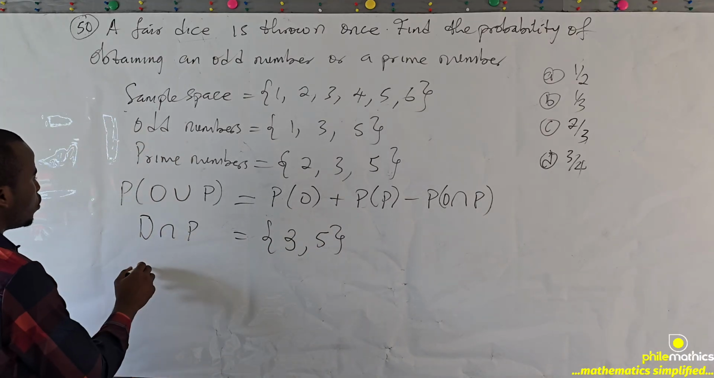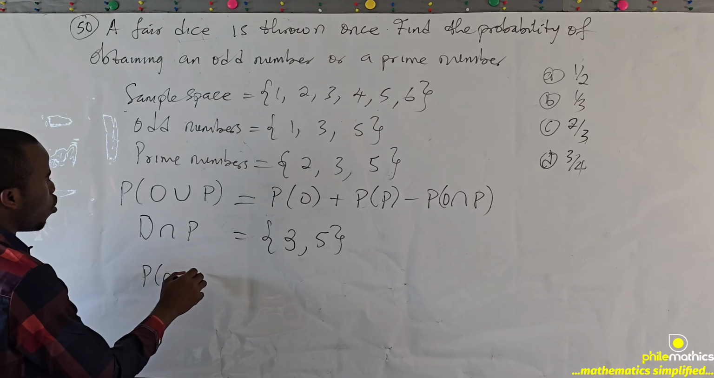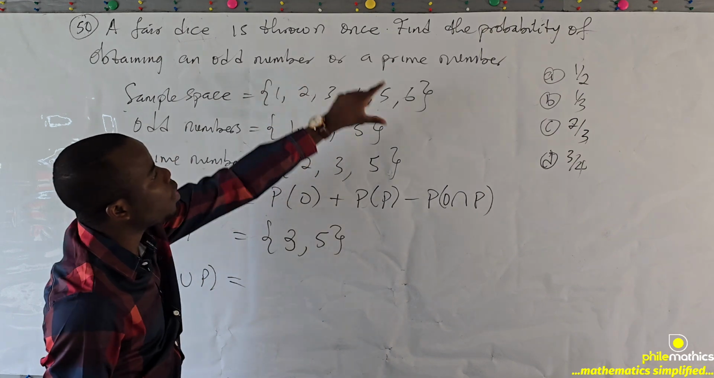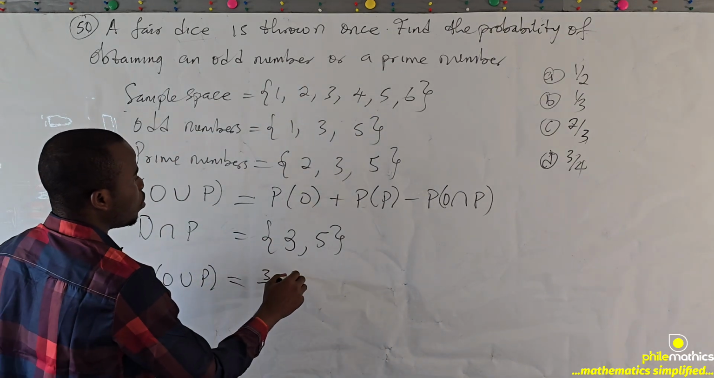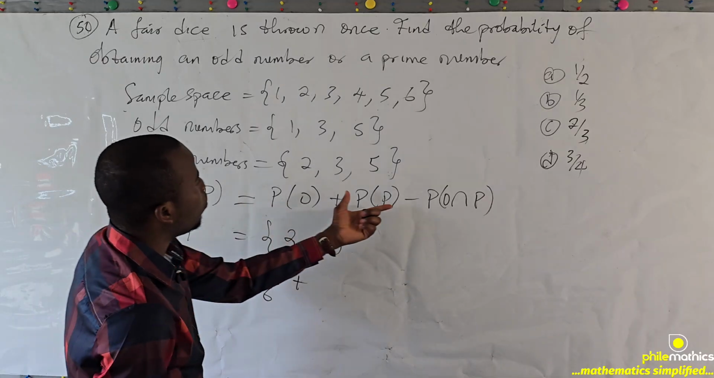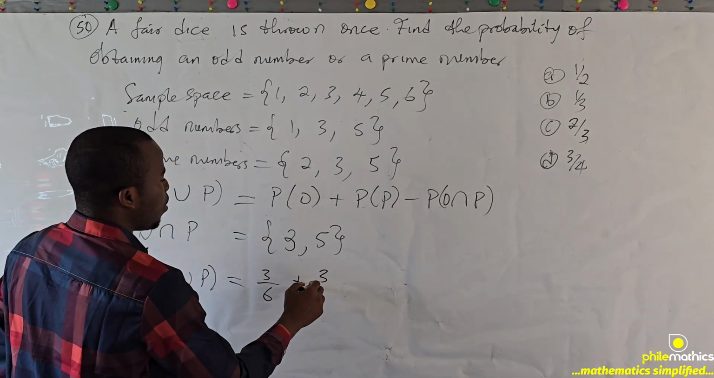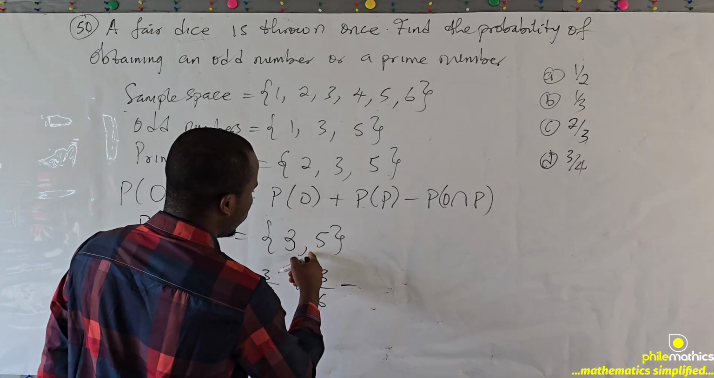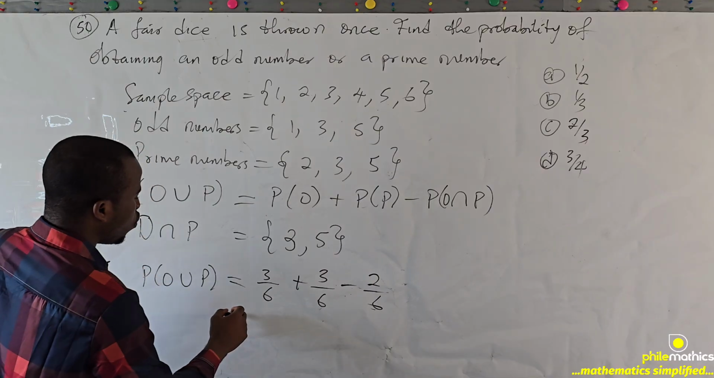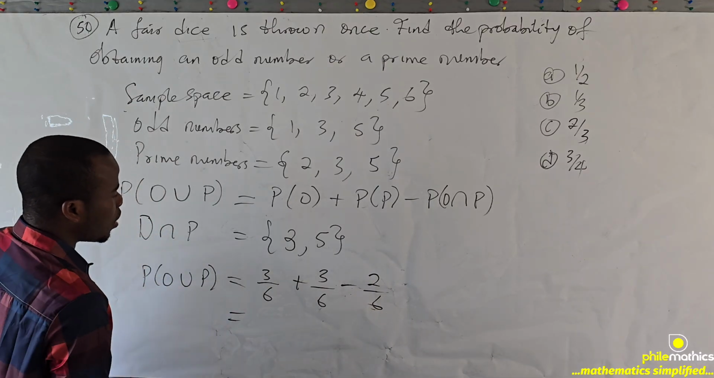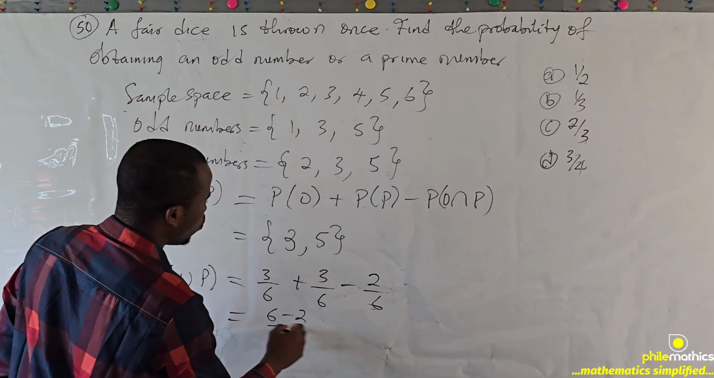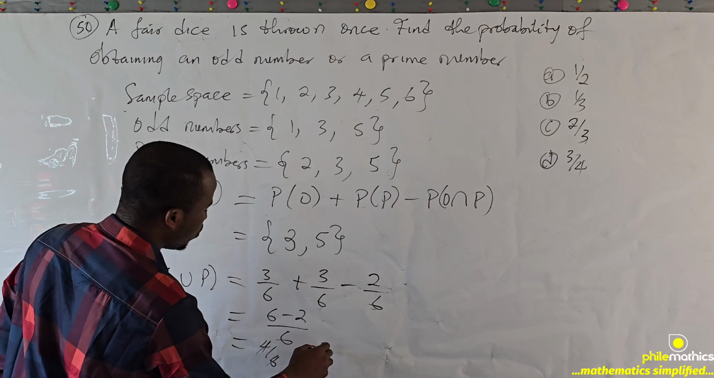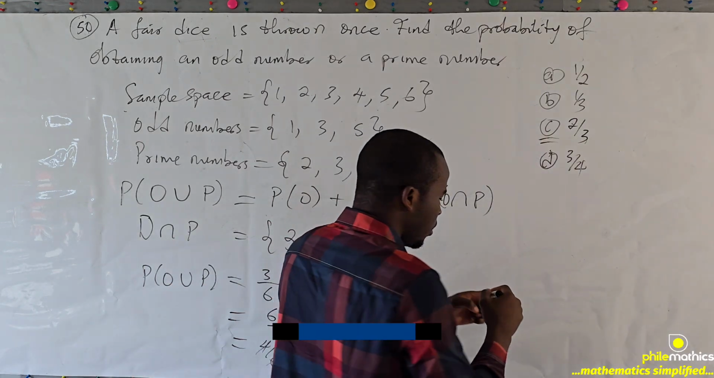So, the probability of odd or prime will be: probability of odd is simply number of odd over number of possible outcomes, which is 3 over 6, plus probability of prime, number of prime over number of possible outcomes, then minus probability of odd intersection prime, which is just 2 over 6. And so, since they have the same denominator, add and subtract the numerators. So this is 6 minus 2 over 6, which is 4 over 6. And if we simplify, we have 2 over 3, which is C.